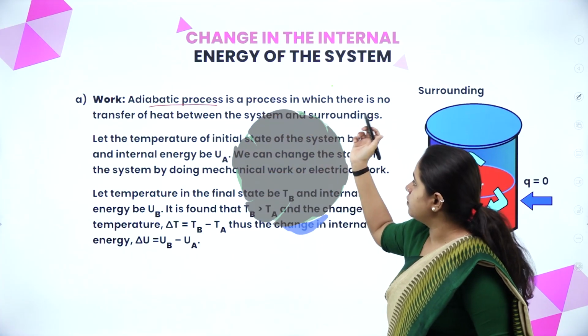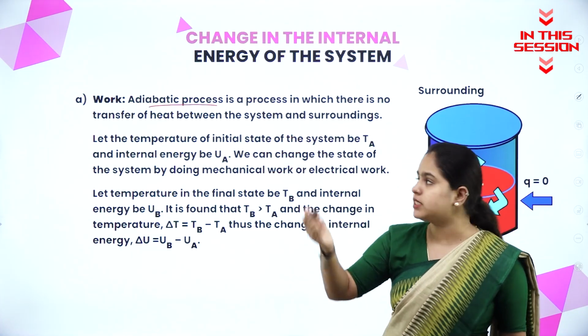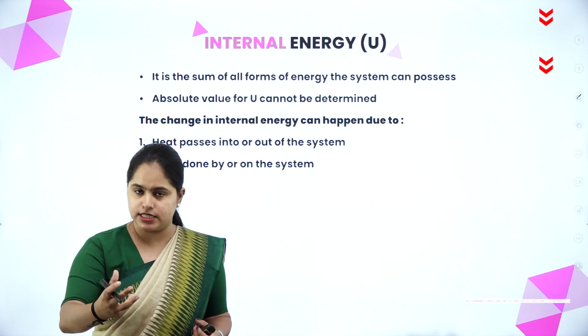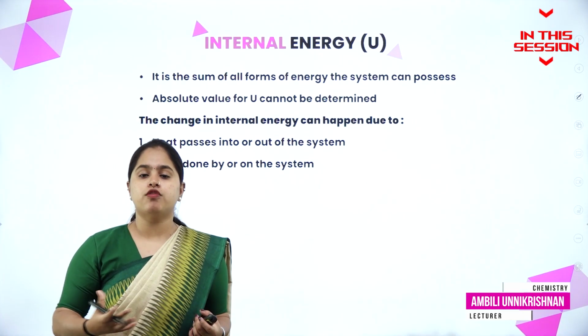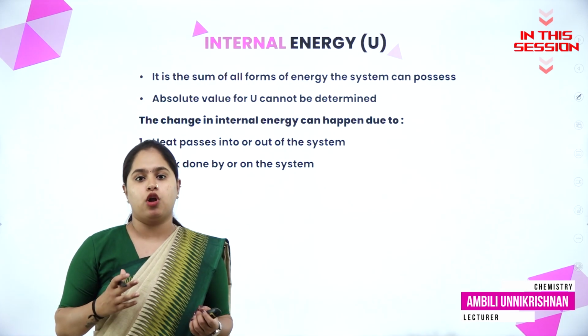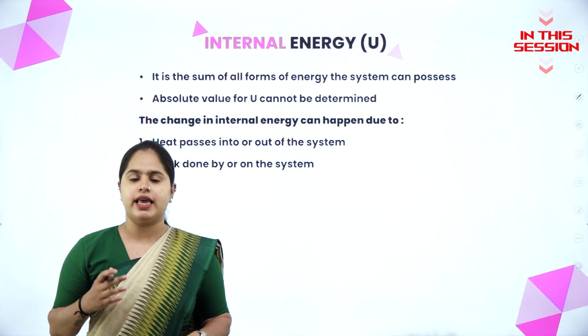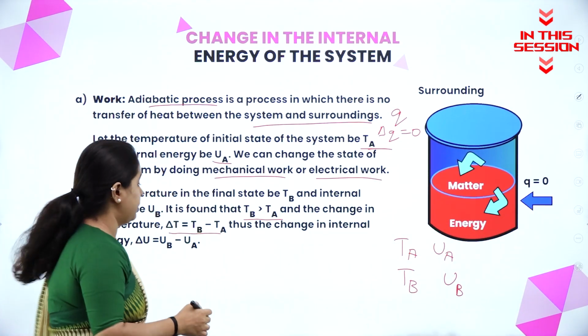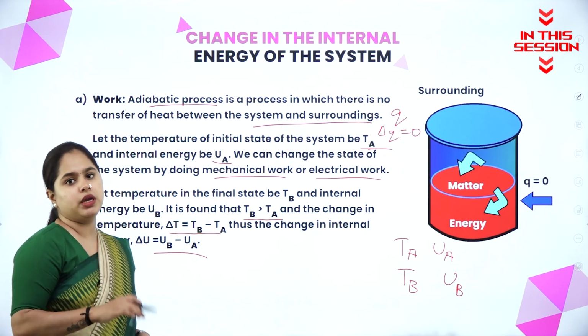It is a process in which there is no transfer of heat between the system and surroundings. If you are considering a system, the sum total of all the types of energy the system is having, the sum total of that is called internal energy. How can you represent the change in internal energy? That will be delta U is equal to UB minus UA.